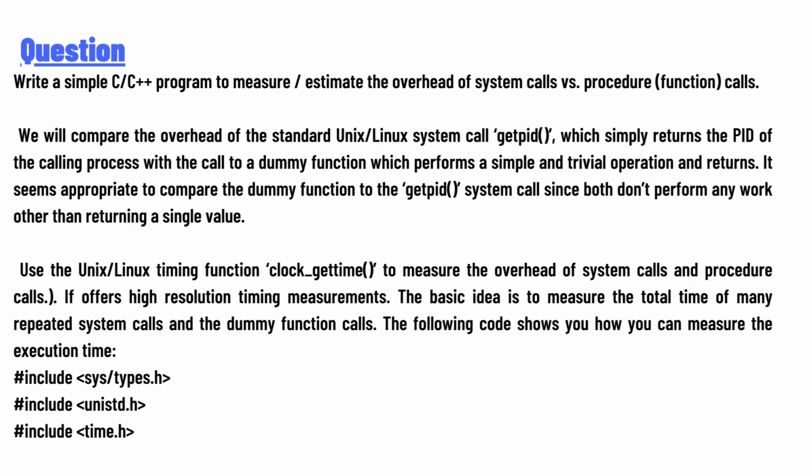Use the Unix/Linux timing function clock_gettime to measure the overhead of system calls and procedure calls. It offers high resolution timing measurements. The basic idea is to measure the total time of many repeated system calls and dummy function calls. The following code shows how you can measure the execution time.